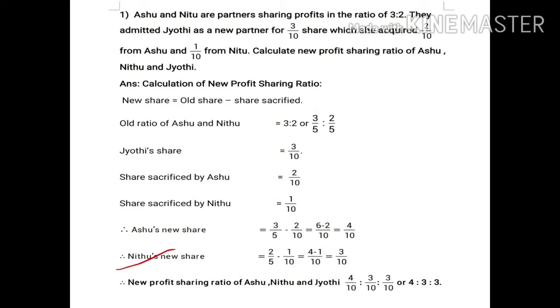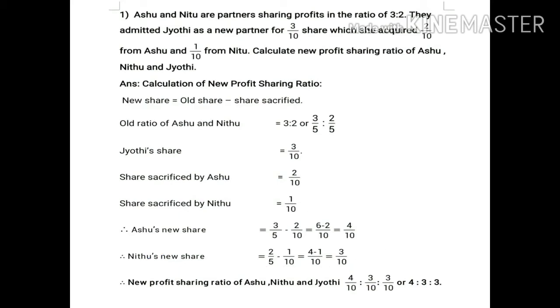Next, Neetu's new share. Apply this formula. Old share of Neetu 2/5 and share sacrificed by Neetu 1/10. Okay, so the same common denominator 10 for this 5 as well as 10. So 5, how many 2s are in 10? 2s. So 2 into 2, 4. Next, 10 ones are 10, minus 1. So 4 minus 1 divided by 10 is equal to, final answer, 3/10. So Neetu's new share is 3/10.